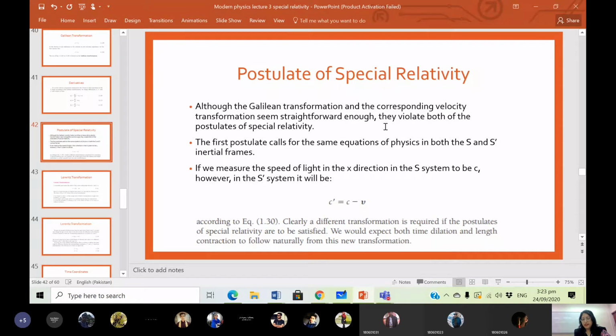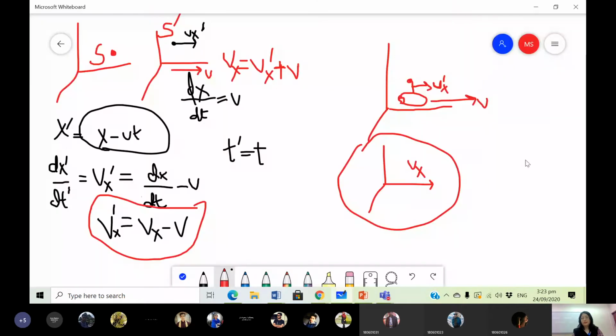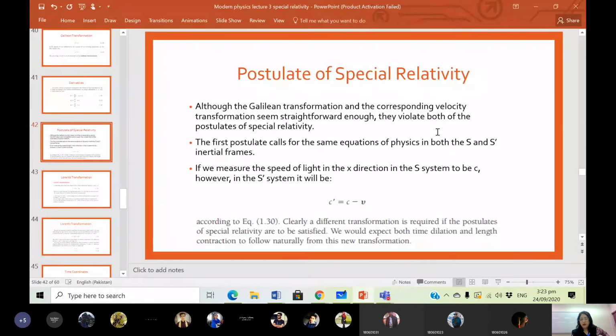Doesn't it seem very straightforward? This Galilean transformation is very simple, right? You're just simply adding or subtracting that velocity depending on which frame you're viewing it from. So the Galilean transformation is very straightforward, but it violates special relativity. They violate the postulates of special relativity. And why do they do that?